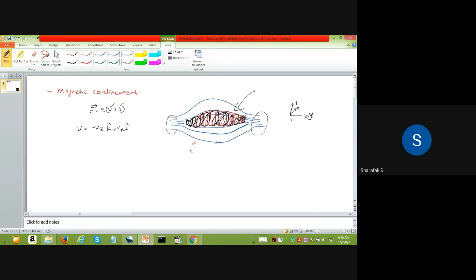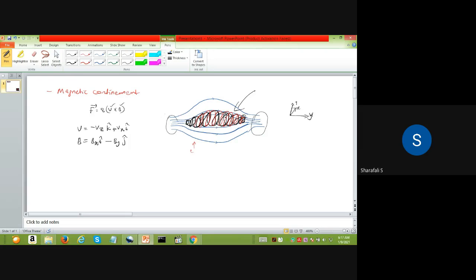Or I have to take, I think, Vz is in here. Okay, so that will come as my B, Vx i cap plus Vy j cap. This is my field direction, so I am applying that field in the Z direction.